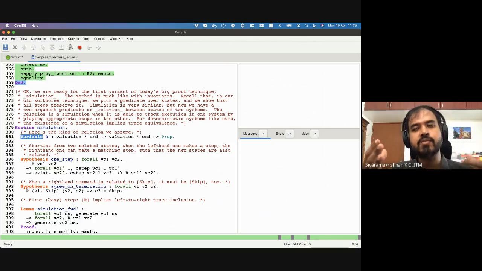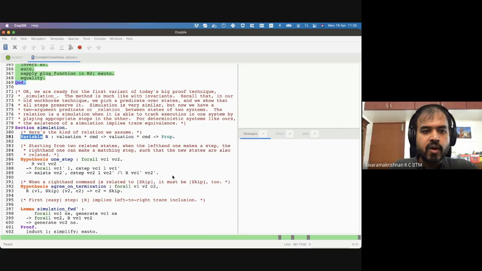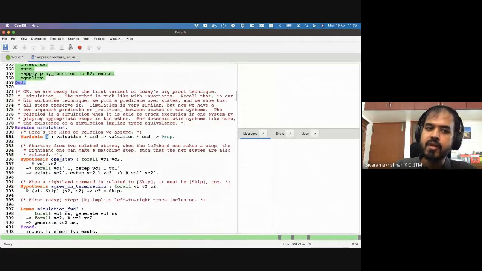And based on these assumptions, I'm going to prove a theorem, and the theorem that I'm going to prove is that trace equivalence holds, right? So I'm going to assume that there exists some relation R that I will later fill in for a particular optimization that I'm going to do. And what is this relation?